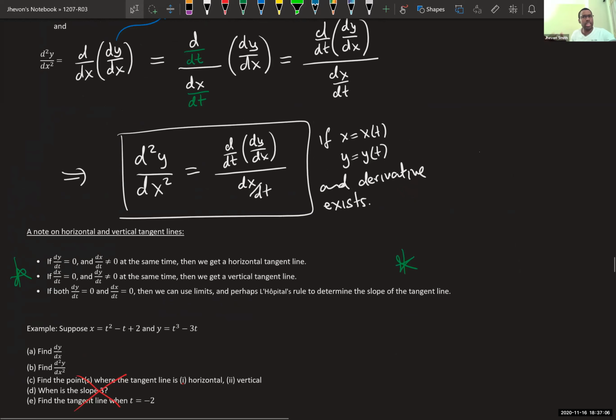So conceptually, that shouldn't be strange to you. That's a very Calc 1 concept. Slope equals 0, horizontal tangent line. Okay.